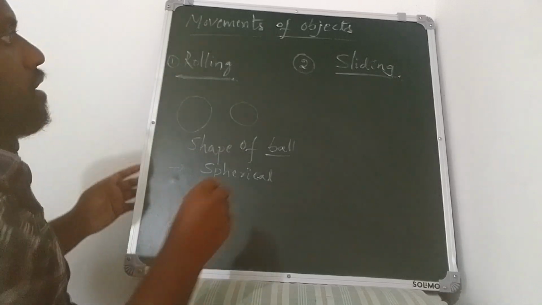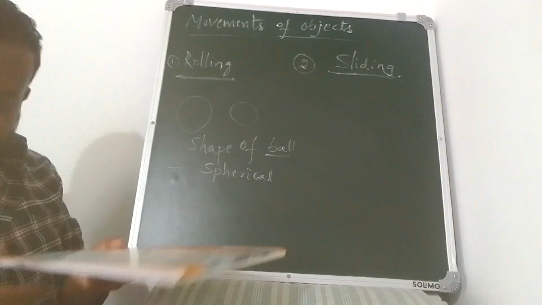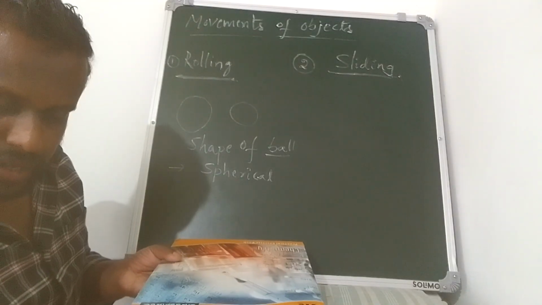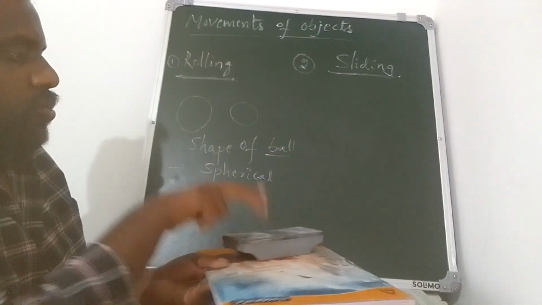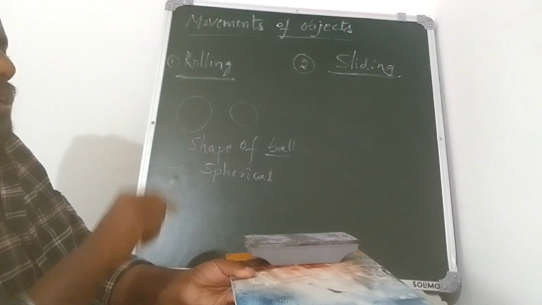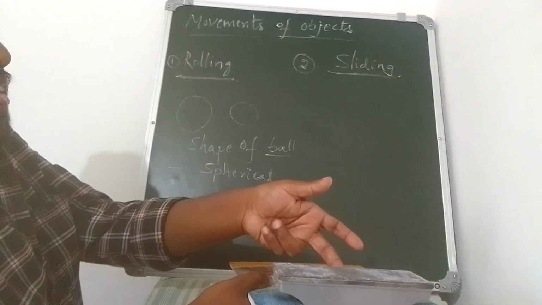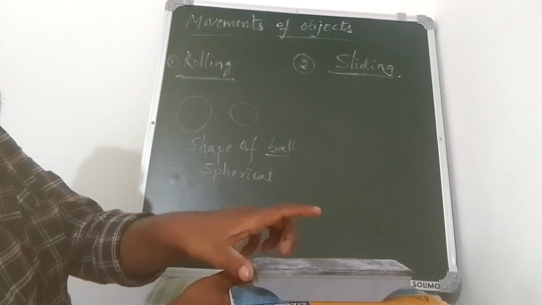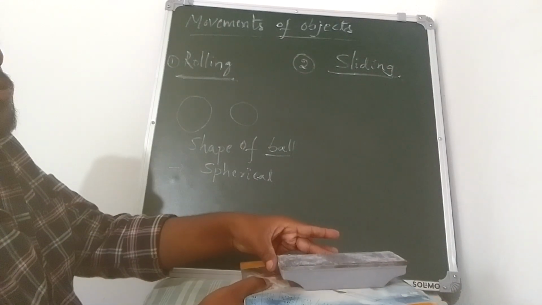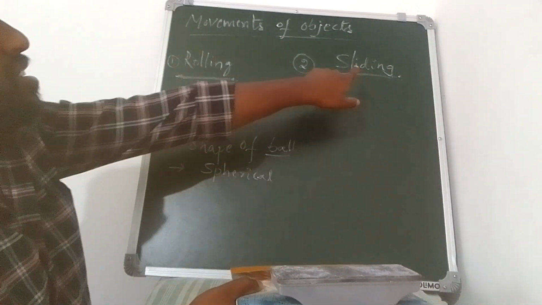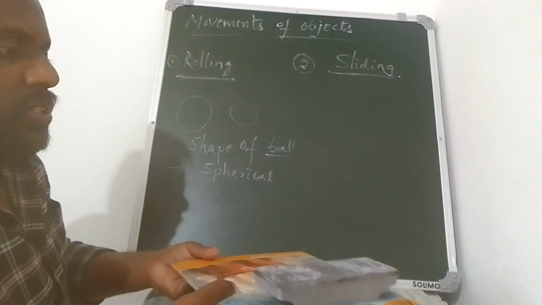I hope you understood this. Next, sliding. I will show it with a real life example. I will take this duster. I have kept it here. See, if I push like this, the duster is moving, right? First it was here. From this place to this, it is moving. This movement is called sliding. You got it? Sliding. It is not rolling.